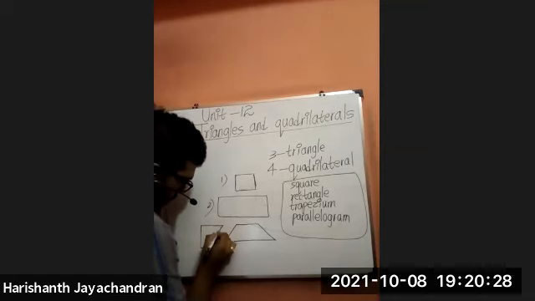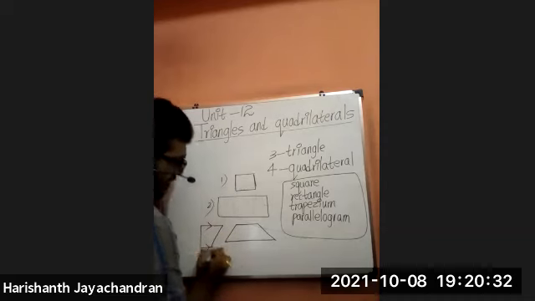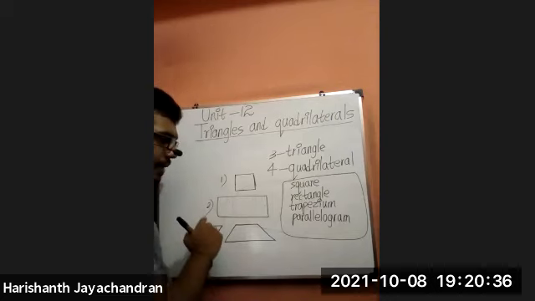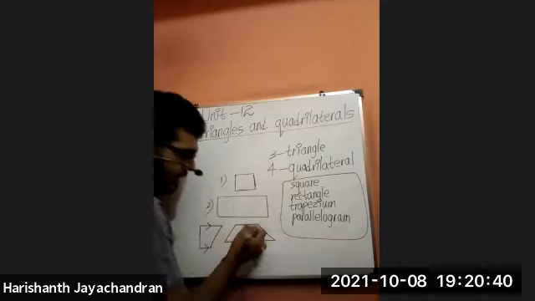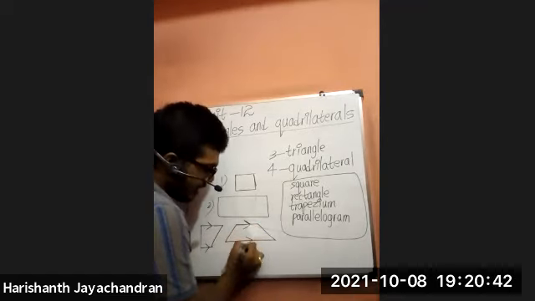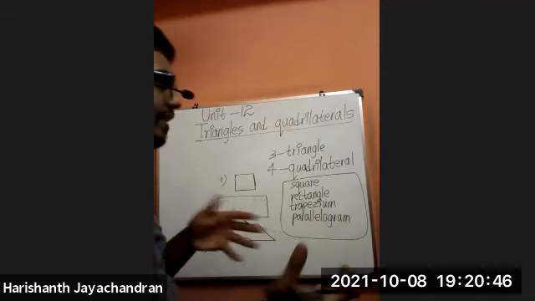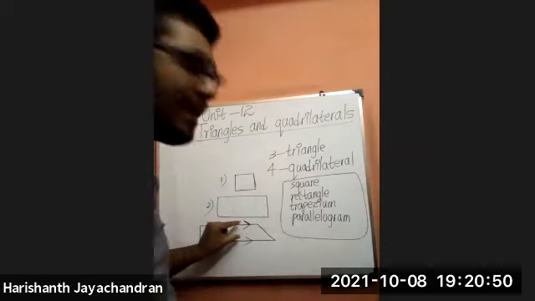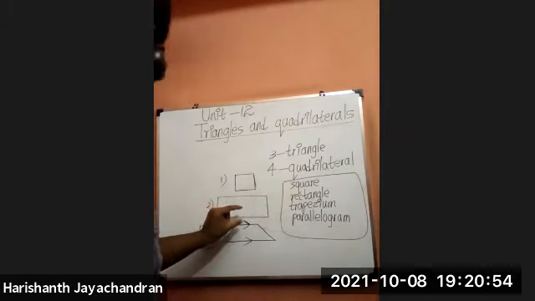Even though it has been drawn like this, if one of the pair of opposite sides is parallel to each other, then we can consider it as a trapezium. Parallel means what? Like think of a railway track. They never meet each other, right? Which means they have the same distance apart.